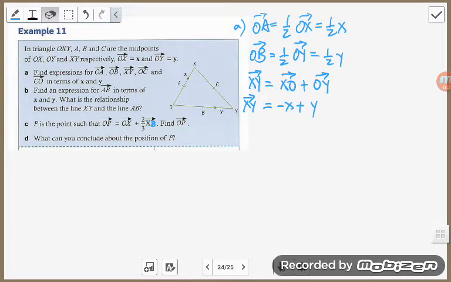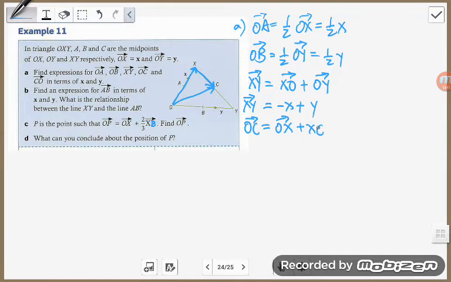Okay, now what's next? They want us to find OC. So OC is from here all the way up to there. I can get from O to point C by going from O to X and then from X to C. From O to X is simply just X. Now what's XC? C is right in the middle of your XY, so my vector XC is half of my vector XY. And just now we have already found my XY.